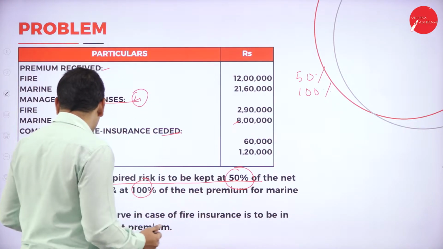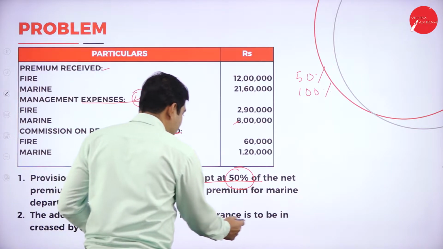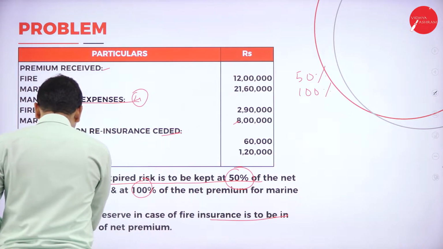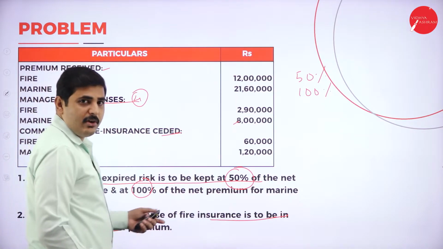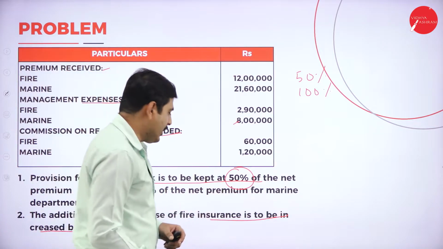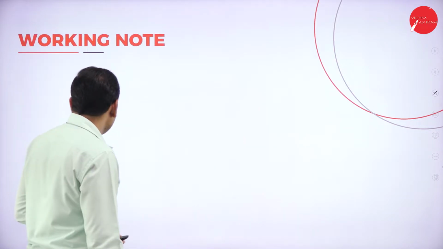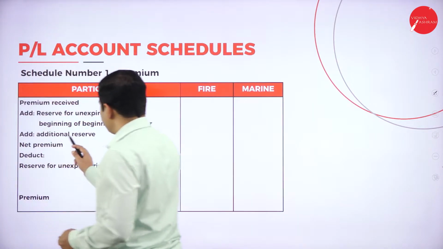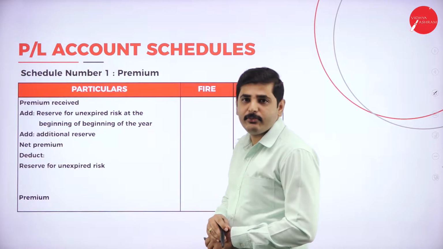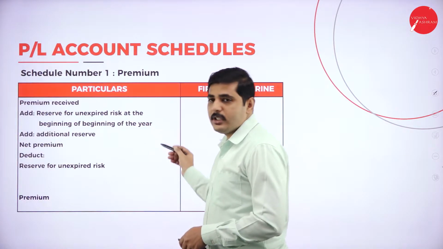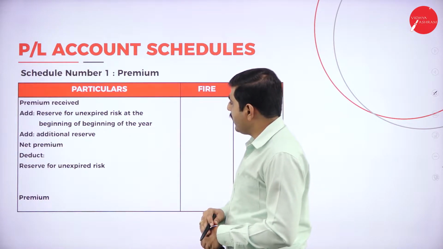Next one, the additional reserve in case of fire insurance is to be increased by 5%. We have to show it in schedule number 1, premium. See, like this, you have to add the additional reserve out of the fire insurance. Add this amount to the total premium. Next one.